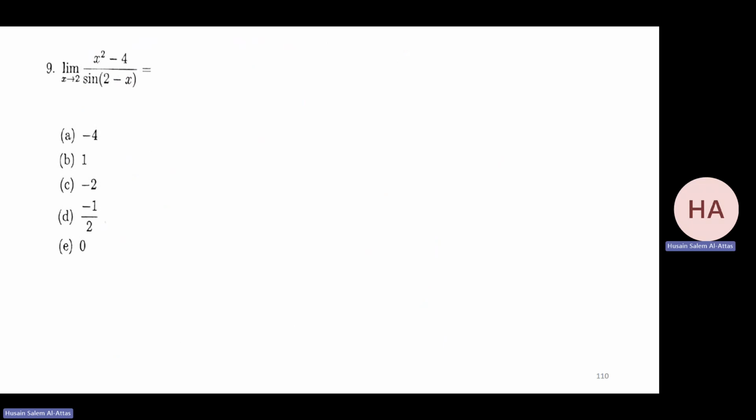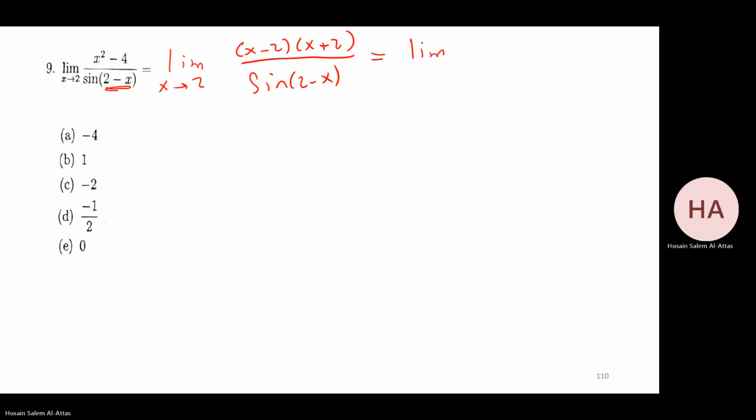The same thing, I want the argument to be 2 minus x. So limit x goes to 2, x minus 2, x plus 2, over sine 2 minus x. By the way, if we substitute, you're getting 0 over 0. Huh? 4 minus 4 is 0. 2 minus 2, sine 0 is 0. So I want 2 minus x. Either you take sine minus sine or something, or you can do it here. It's minus 2 minus x, x plus 2.